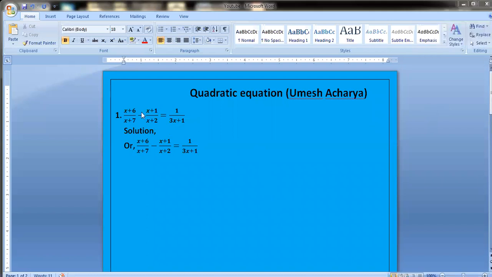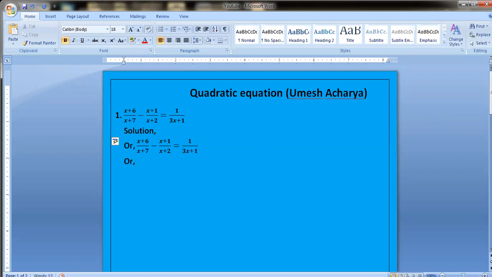Yes, the question is (x+6)/(x+7) minus (x+1)/(x+2) equals 1/(3x+1). So in this question, the given equation is not in the standard form. It is not in the standard form. So at first we have to change this into a standard form.